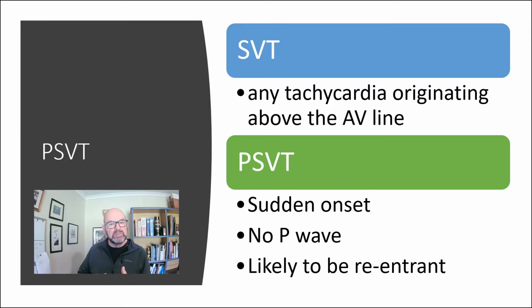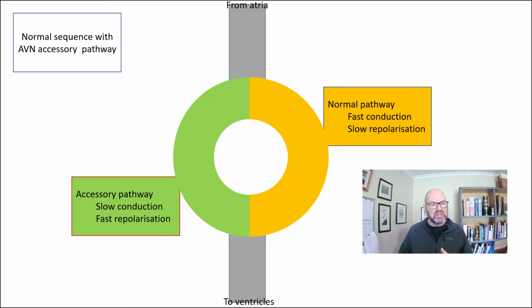So the rest of this presentation is going to focus on these PSVTs that are caused by an atrioventricular re-entry circuit. Re-entry circuits occur in a discrete, small block of tissue. This tissue is going to be characterized by two parallel pathways, and each of these has a distinct electrophysiological property.